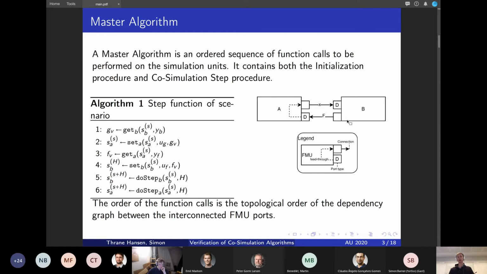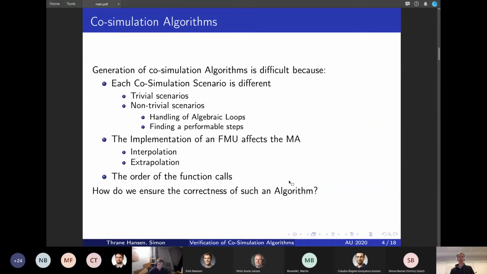For this sample example, the stepping function would be that first you would get the value here, then you would set it here, and then you would... The order of these function calls is important, and basically the order is the topological order of the graph you obtain by creating a dependency graph between these.